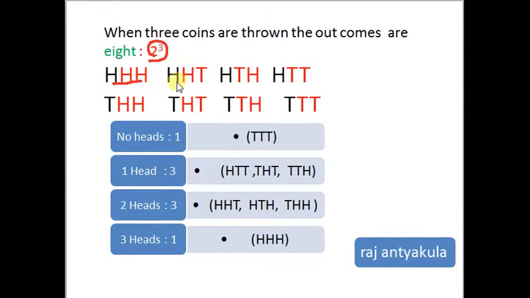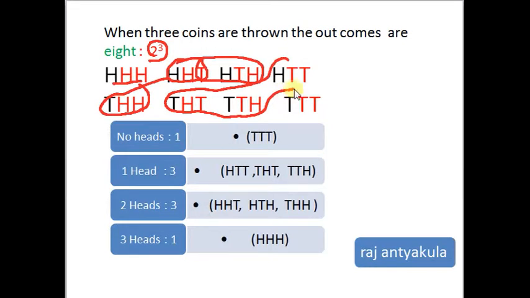3 heads, and 1 tail and 2 heads appears how many times? 3 times. See, 1 tail and 2 heads. 1 head and 2 tails. How many times does it appear? 3 times. And again 3 tails. What is the combination? 3 heads, 1 head and 2 tails, 1 tail and 2 heads, and 3 tails.